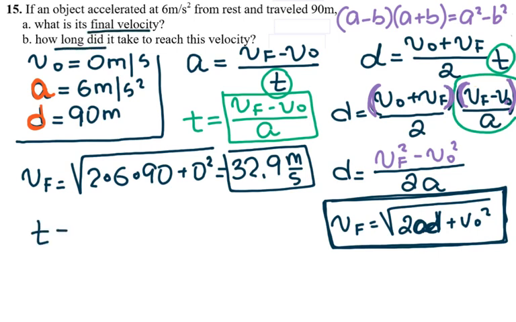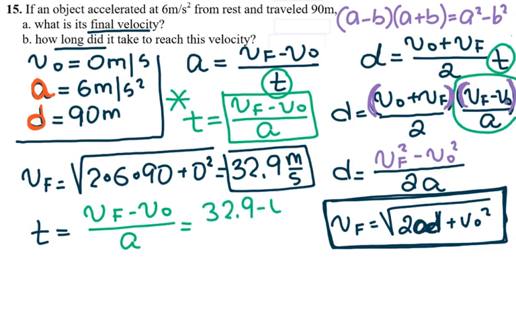How long, I can use the time formula that I found. So that's the change of the velocity divided by the acceleration. So I'm using this formula. Final is 32.9, initial is 0, and acceleration is 6. So the time is equal to 5.5 seconds.